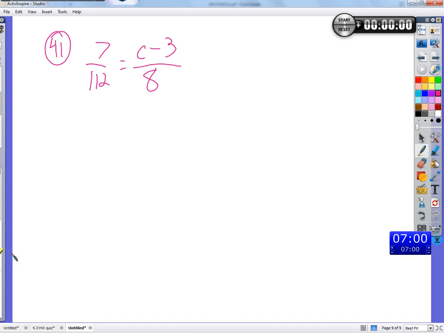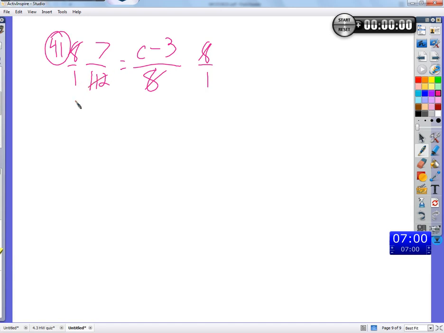So again, we have this denominator of 8. And we don't want this denominator of 8. How do we get rid of this denominator of 8? Times 8. Okay.